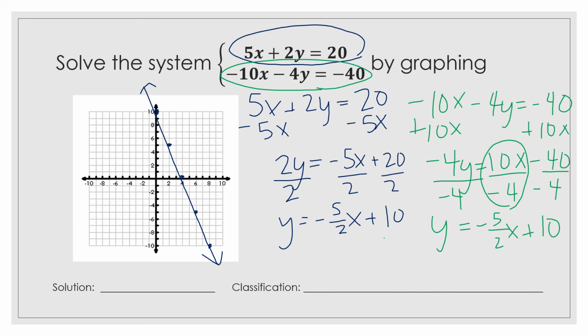So notice if we're comparing these two, they're exactly the same. So we don't need to graph this second one. This line would have been directly on top of that first line. So that means that for our solution, we have infinitely many.